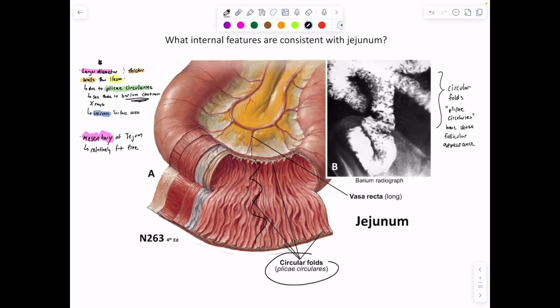And then on our barium contrast, to get our x-rays to show the jejunum really well, you can see all these little fuzzy lines, and these are the plicae circulares that have a dense follicular appearance. And then importantly, the mesentery of the jejunum is relatively fat-free, so larger diameter. You should be able to notice a difference in diameter between the jejunum and the ileum. Thicker walls that you can palpate a difference in. And then if you were to dissect it, you should see a whole lot of these circular folds in the jejunum, and we will see less of them in the ileum. And then the mesentery of the jejunum has less fat.